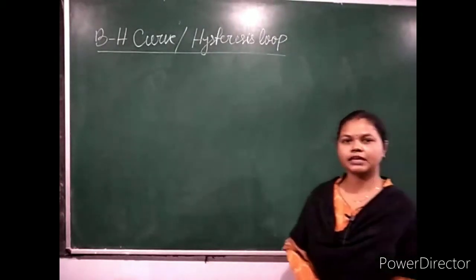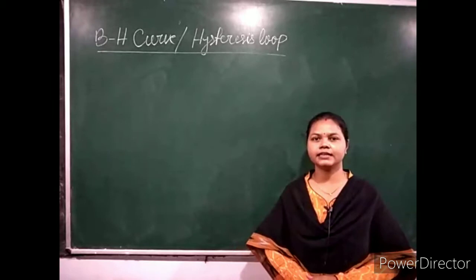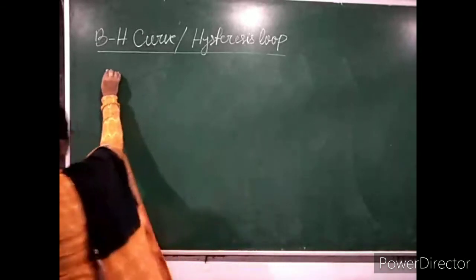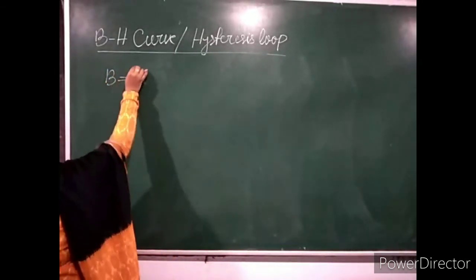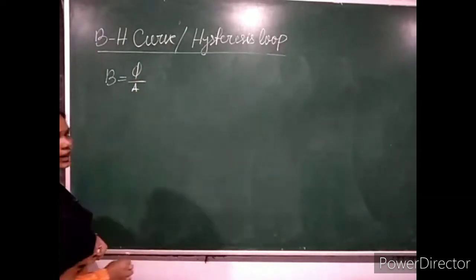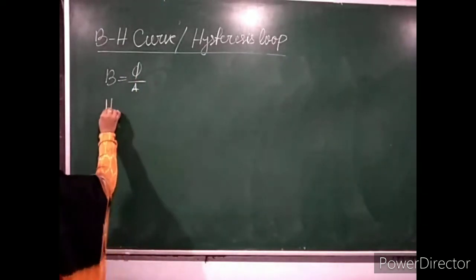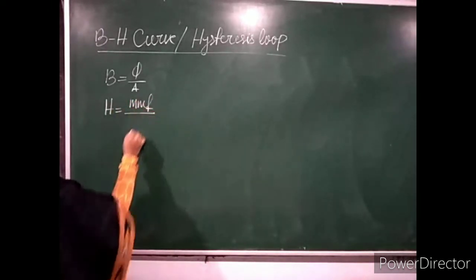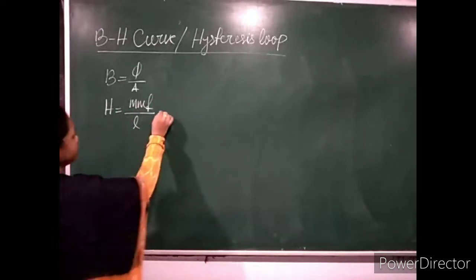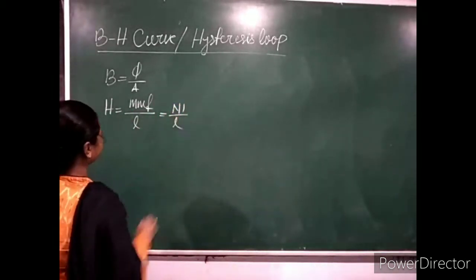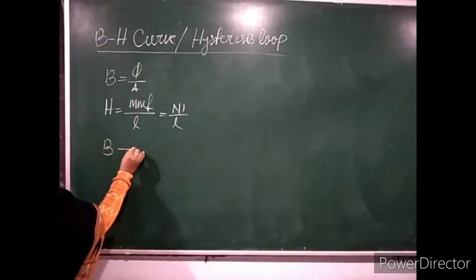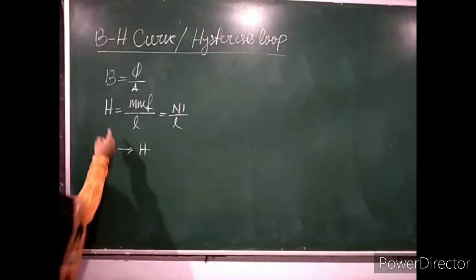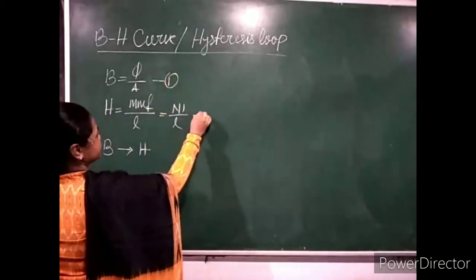The BH curve shows the relationship between flux density and flux intensity. What is flux density? You know that flux density is flux per unit area. And what is flux intensity? Flux intensity is the mmf by the length of the magnetic material, that is Ni by L. So in this study we will see what the relationship between B and H is. As you see, this is equation number 1, this is equation number 2.